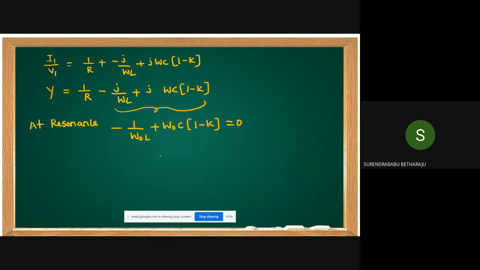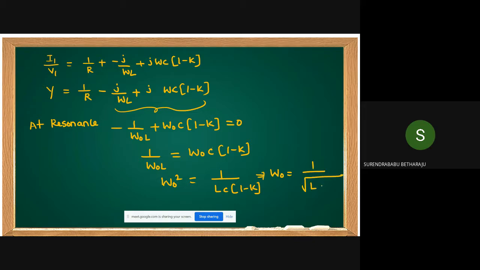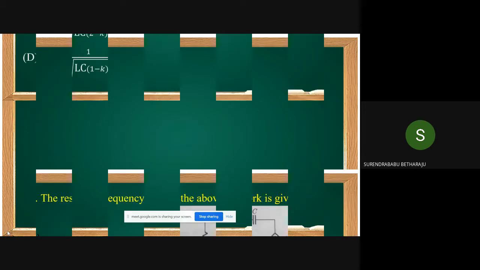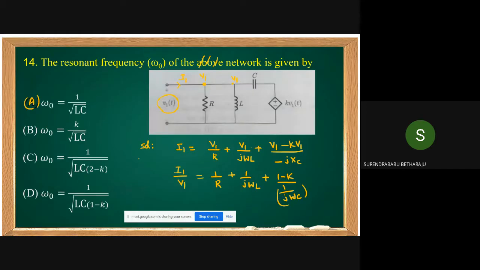Important for 2 marks. Then from this, 1 by omega naught L is equal to omega naught C into (1 minus K). Then omega naught square equal to 1 by LC into (1 minus K). Then what is omega naught, students? Omega naught equal to 1 by square root of LC into (1 minus K). Is it clear? Then which option is correct? Option D is correct. That is the result.